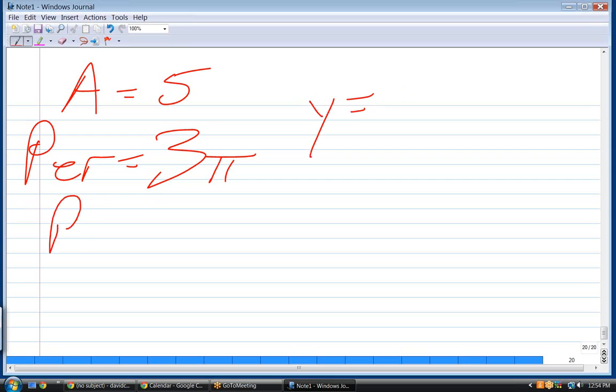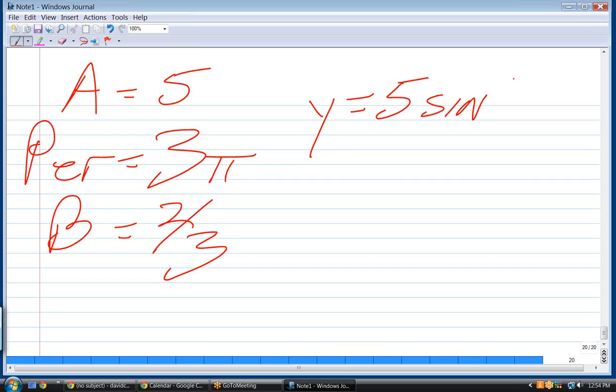Okay. So what's then B? 2 pi over 3 pi. Which is 2 over 3? So the equation is 5 sine 2 over 3 pi, or x.